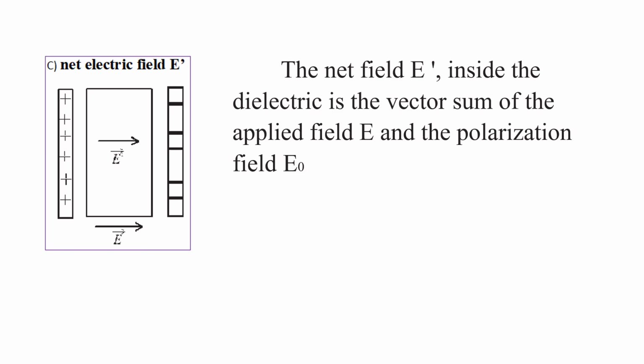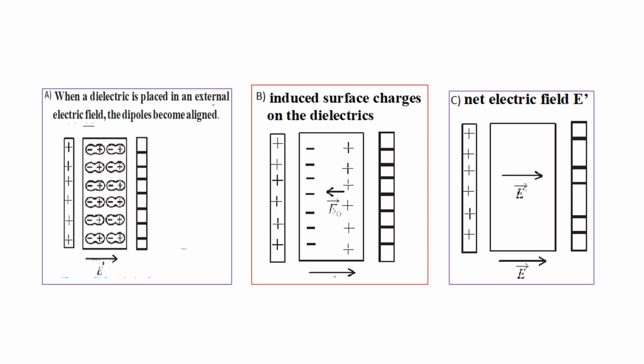Therefore, the net electric field E dash inside the dielectric is the vector sum of the electric field E and the polarization field E0. So E dash is equal to E minus E0. This equation shows how the polarization of a dielectric reduces the electric field in a dielectric. Now this is the total diagram. The diagram shows how the electric field reduces due to polarization of the dielectric.